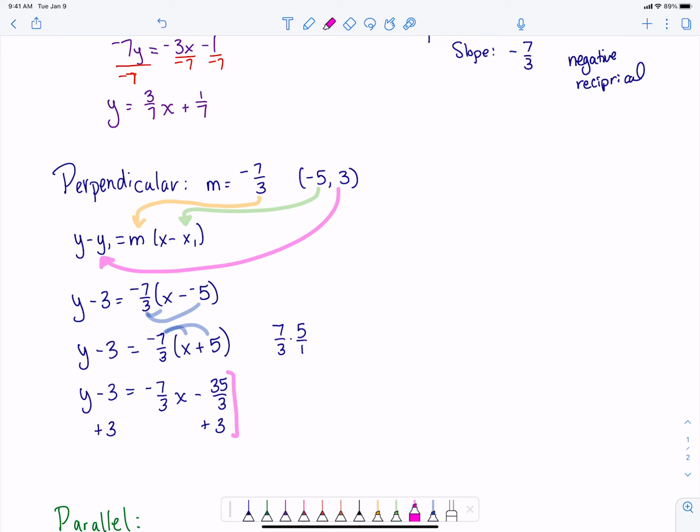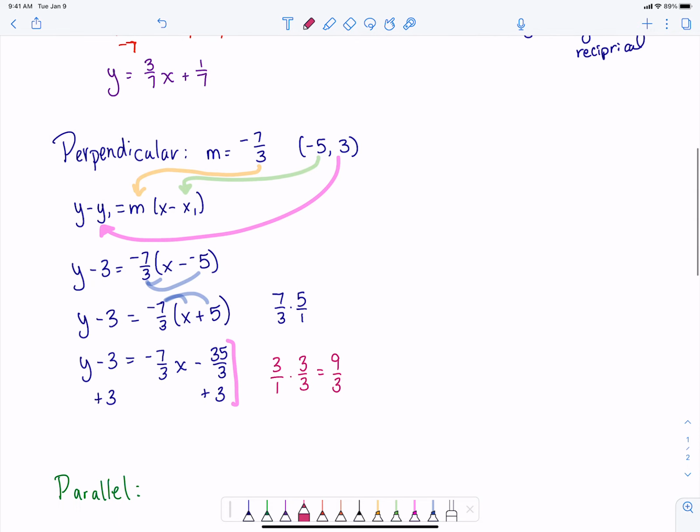But what's nice is we're adding a fraction to a whole number. So that 3, just like that plain old 5 we had up above, we can write as 3 over 1. And we can give it a denominator of 3 by multiplying it by 3 over 3. So 3 is the same as 9/3.